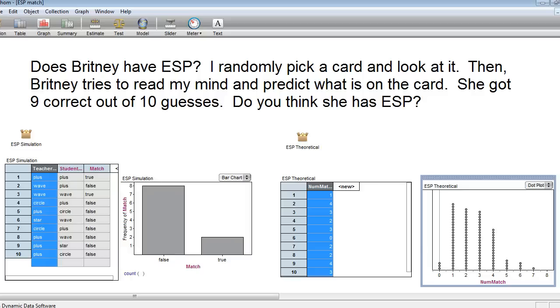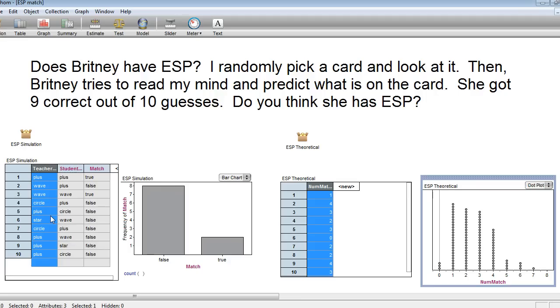Let's take a look at using Fathom to see if my student Brittany has ESP. Just a few minutes ago, I randomly picked a card, and on the card there was either a plus, a wave, a circle, or a star. I looked at it, and then I got Brittany to try to read my mind and predict what's on the card, and she actually got 9 correct out of 10 guesses. So, do we think she has ESP, or is she a really lucky guesser? I mean, is this likely to happen by chance alone?